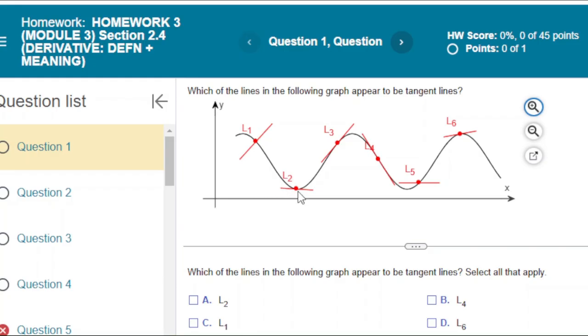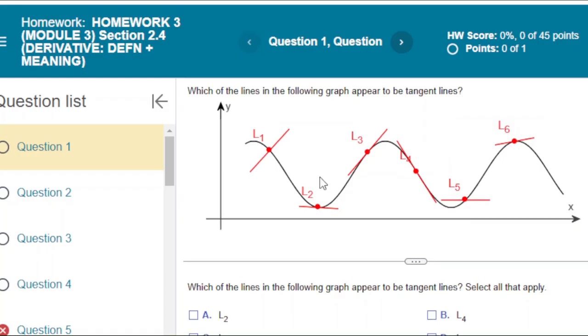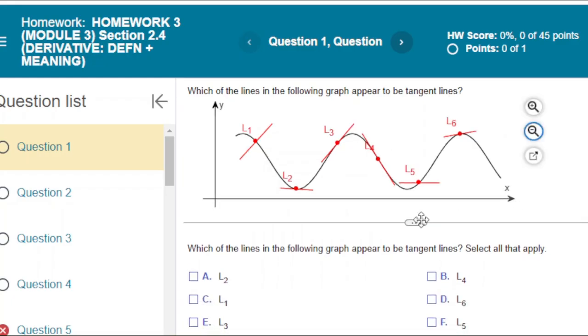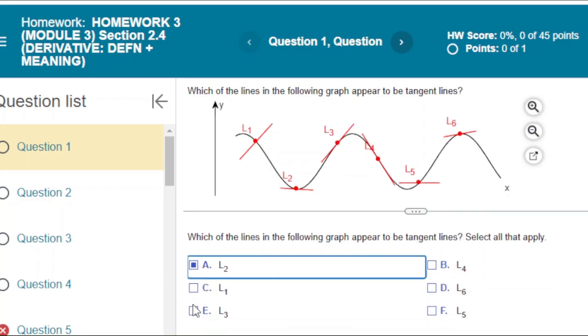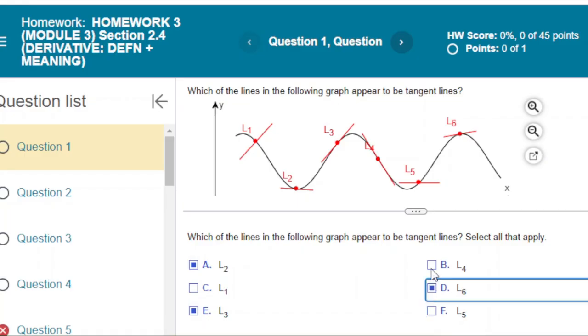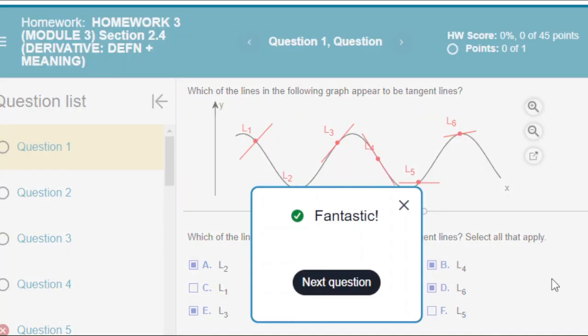So L1 does not. L2 does look like it's a tangent line, right? Notice the line is kind of hugging the curve right there. It has the same slope as the slope of the curve at that point. And same thing with L3 and L4. Those all look like they're tangent lines. Now, not L5. Right, so L1 and L5 are not tangent lines. L6 does look like it's a tangent line. You might have to zoom in a little bit. But yeah, so all of them look like it except for L1 and L5. So down here, we'll click all of these except L1 and L5. Check our answer. There we go.